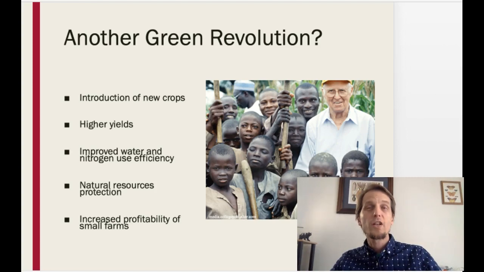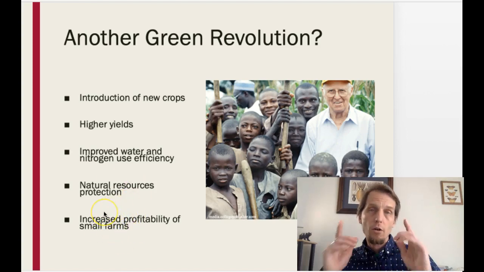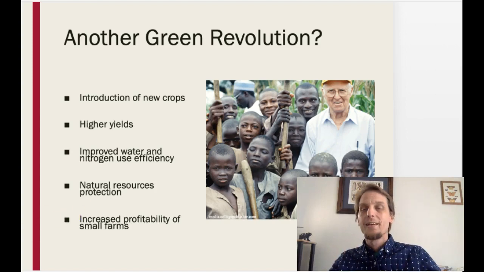We do see our water supply dwindling. We do see toxins in the water and just unusable areas of land and waste. So now we just have another challenge ahead of us. Maybe another green revolution is needed. But introduction of new crops to bring variety to our diet, higher yields, improved water and nitrogen use efficiency, natural resources protection, increased profitability for small farms. There are ways all these things can be done, and the answers are in your hands.